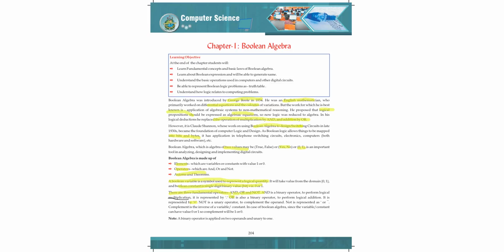AND and OR are binary operators, while NOT is a unary operator, and it is used to just reverse or invert a variable. If the input of NOT is 1, then the output will be 0. So AND and OR are binary operators, and NOT is a unary operator. What do you mean by a binary operator? A binary operator means you have to pass two inputs, and unary means a single input.